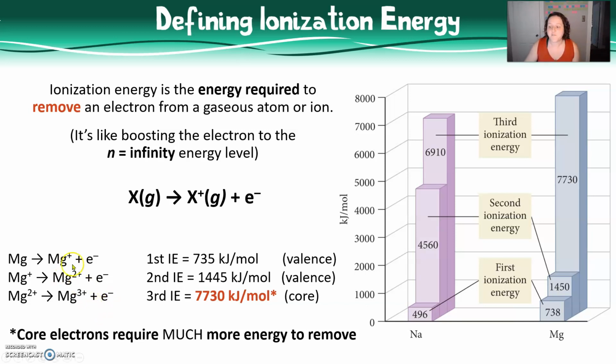The removal of the first electron will be easiest, requiring the least amount of energy, and the removal of the second electron will be a little harder due to the increased effective nuclear charge after removing the first electron.